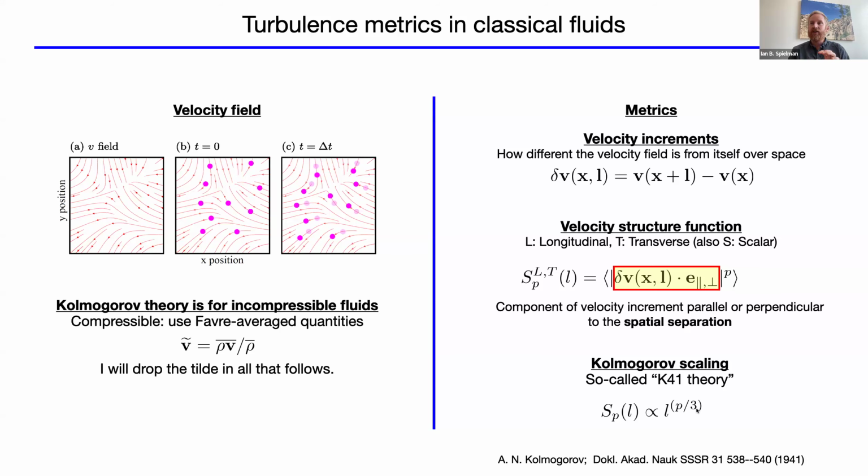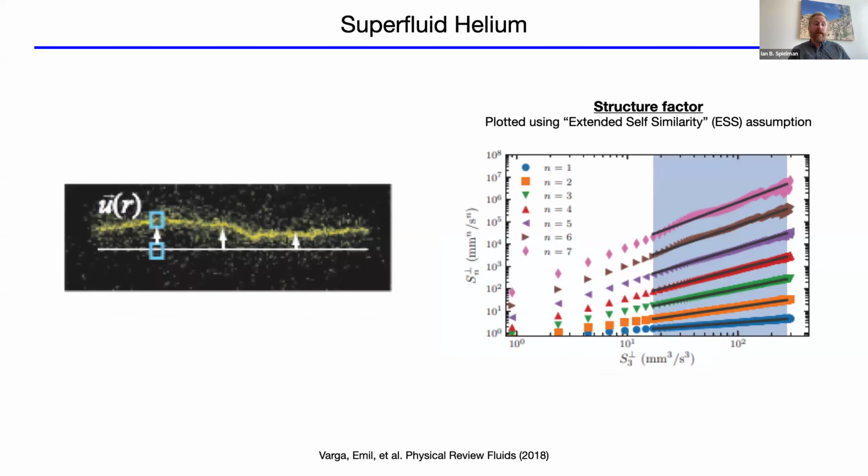Okay, so this is known as the K41 theory. Now, in quantum fluids, experiments of this type have been done. So here is an explicit measure of a transverse velocity function in superfluid helium. As is often the case in superfluid helium, the measurement is very clever.